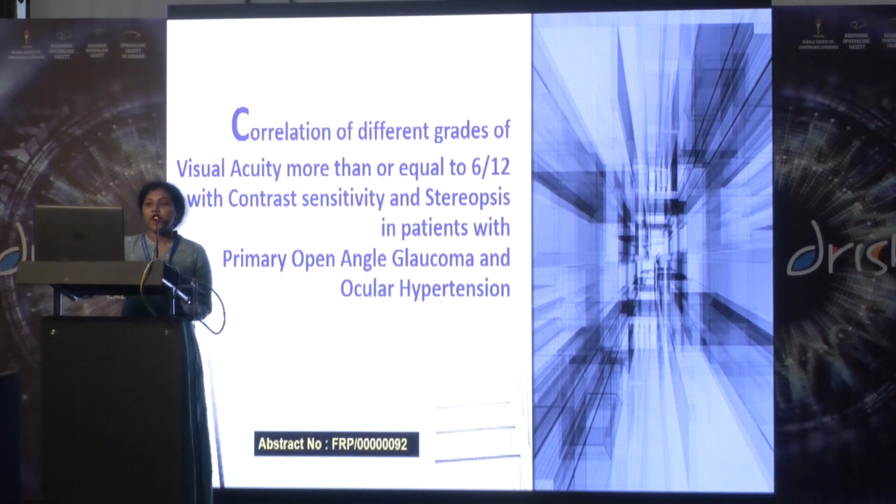Good morning, everyone. I would like to present my study on the correlation of different grades of visual acuity more than or equal to 6/12 with contrast sensitivity and stereopsis in patients with primary open-angle glaucoma and ocular hypertension.